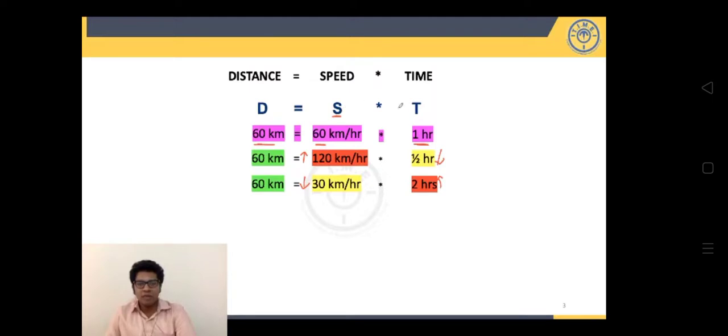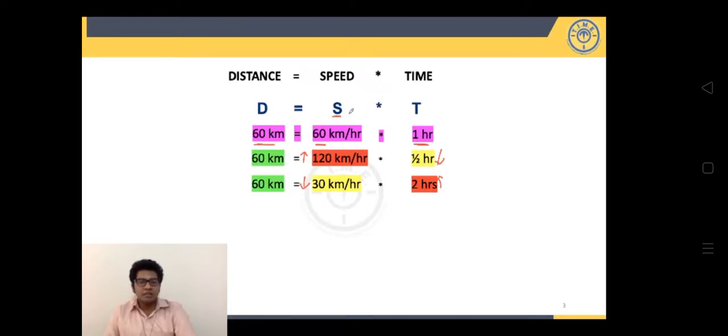So they are behaving in the opposite way. When this parameter increases, this parameter will decrease. When this parameter decreases, this parameter will increase. Therefore, can I say speed and time are inversely proportional to each other? Yes, so speed and time are inversely proportional.